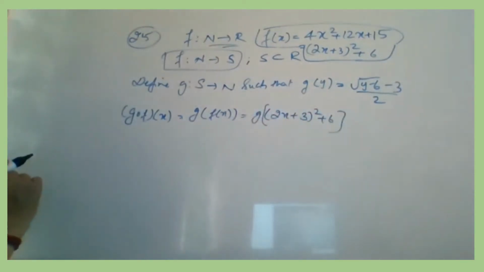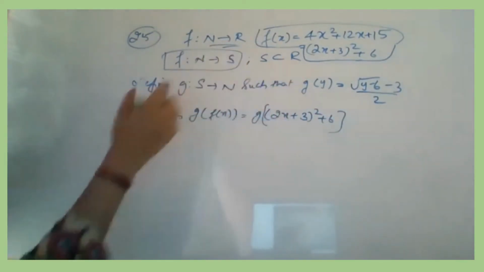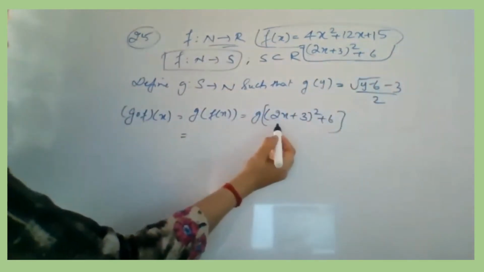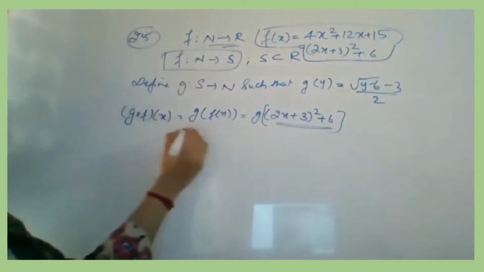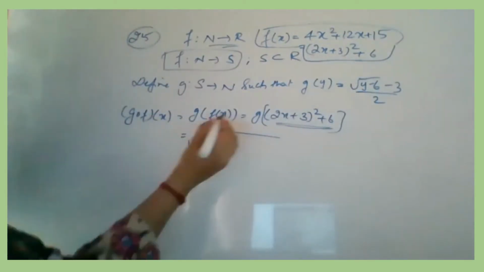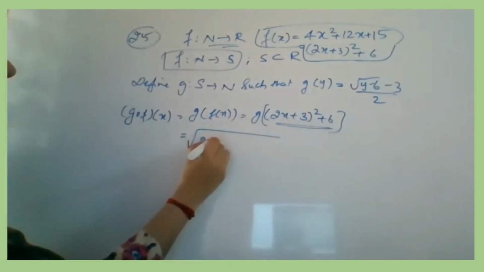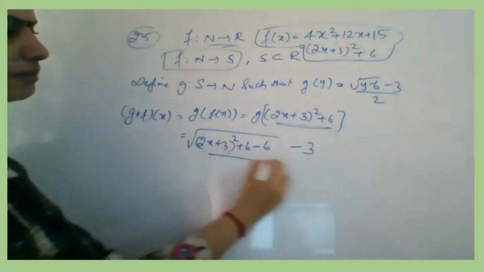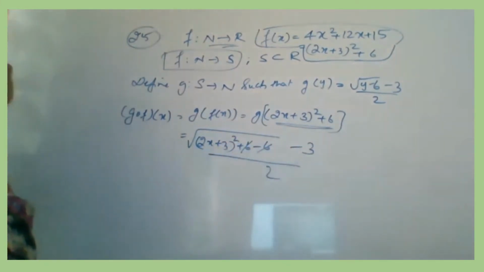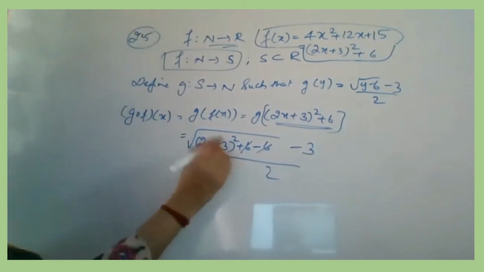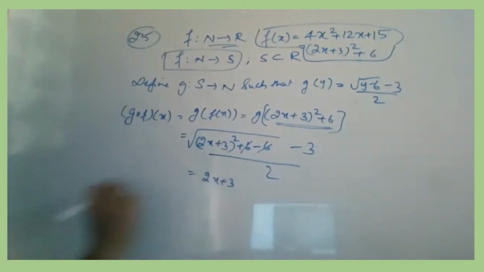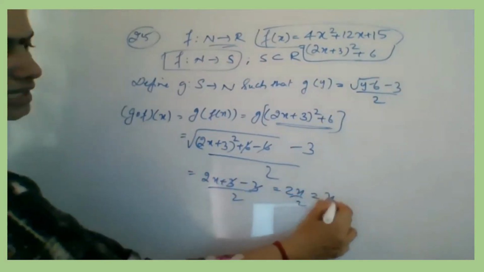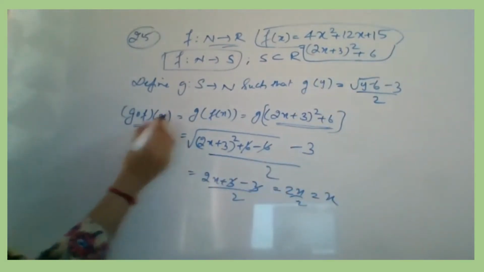Now what I need to do is replace y in my g of y with this. So instead of y, I have to put this whole term. I will get root of (2x plus 3 the whole square plus 6 minus 6), and outside there is minus 3 over 2. The plus 6 minus 6 cancels, and the root with the square inside cancels too. So you get 2x plus 3, and minus 3 here, all divided by 2. This gives you 2x by 2, which is x. So we get x for each x.